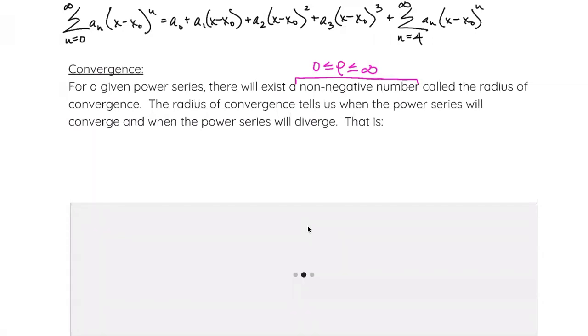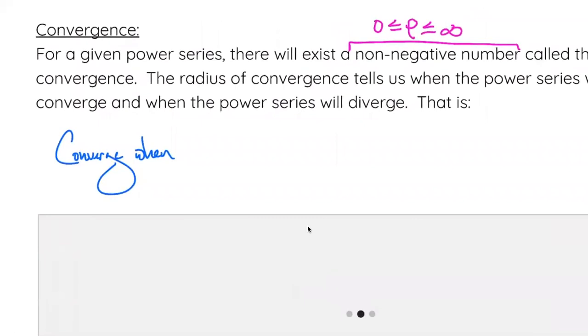But in particular, we can say that a power series will converge when, this goes back to our x minus x naught that we saw in all of the terms. So when x minus x naught, and we're going to put that in absolute values because we just defined rho to be a non-negative number, so we want to make sure this value is positive. If the difference between x minus x naught is less than rho, we're going to have a convergent power series.